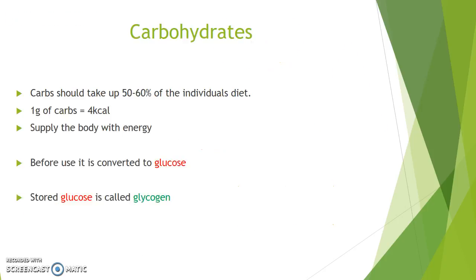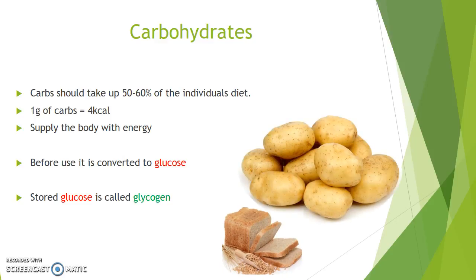So first we have carbohydrates, which take up to 50 to 60% of the individual's diet. 1 gram of carbs is equal to 4 kilocalories. The main role of carbohydrates is to provide the body with energy. A carbohydrate is what's known as a macronutrient. This means that you need to digest a lot of carbohydrates in order for them to give that energy you need. This is why they suggest we need about 50 to 60%. Examples are potatoes and bread.